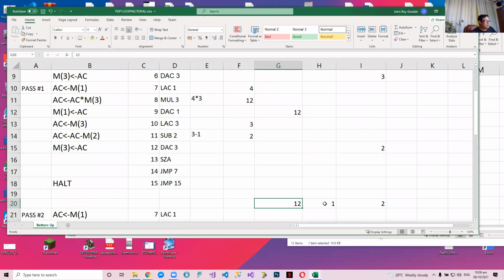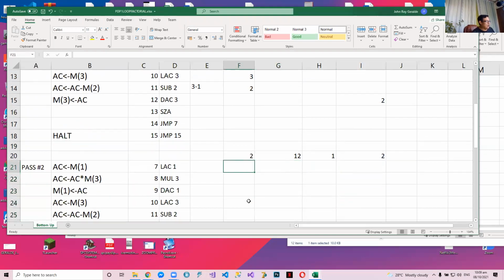Do you follow? So this 12, the accumulator is 2. This is AC, this is M1, M2, M3, okay? So you have load accumulator 1, so this becomes 12. Do you follow? MUL M3, so this becomes 12 times 2, which is 24. And we say DAC 1, which means deposit the accumulator to 1, so this becomes 24. And load accumulator 3, so 3 is 2. Okay, SUB 2. 2 is our constant of 1. So remember, this is AC.